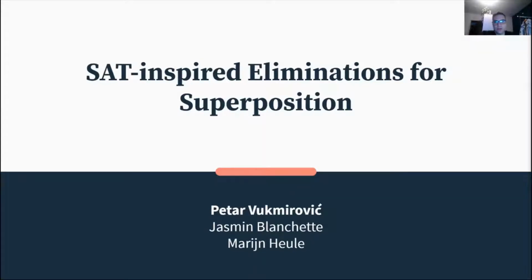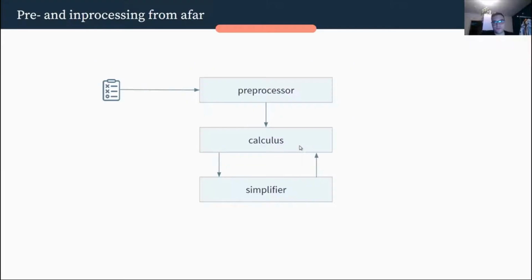Hello everyone, my name is Petar Ukmirovic and I will be talking about porting some techniques from SAT solving to superposition that are used for simplifying and eliminating clauses. So to begin, let's look at those theorem provers for propositional and first order logic from a bird's eye perspective.